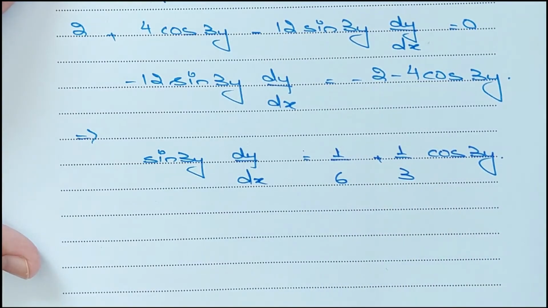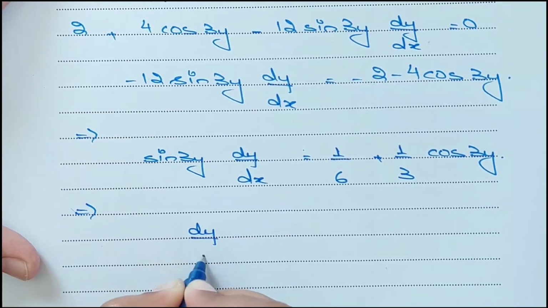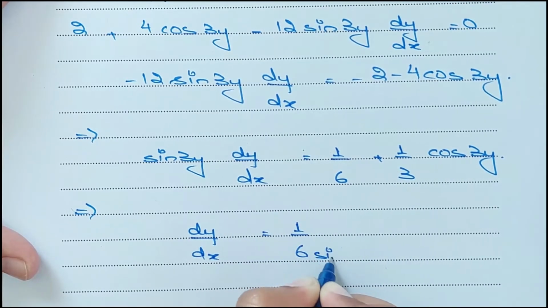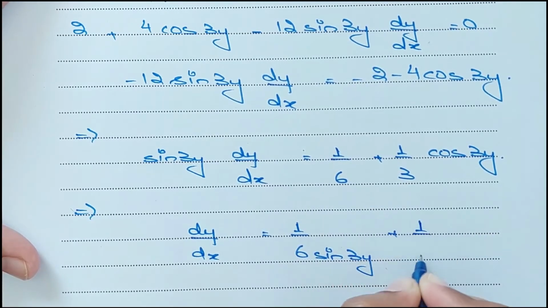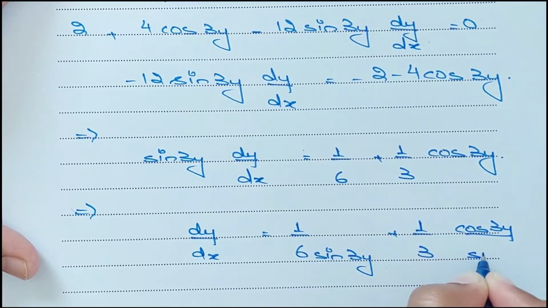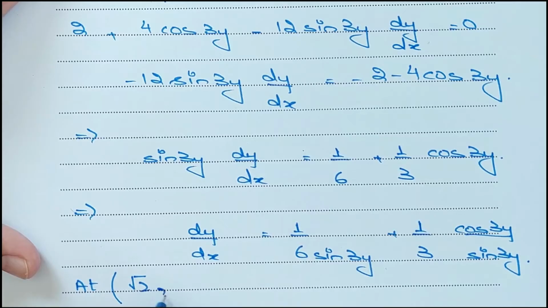All right, now from here, what is dy over dx? This should be (1 over 6 sine 3y plus 1 over 3 cos 3y) over sine 3y. This is the gradient of the tangent. We have to find the gradient of the normal. So we can say when x is square root of 2 and y is pi over 12, at this point.